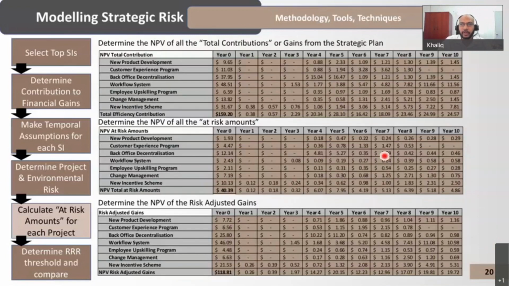And of course, you could determine the net present value of all of these cash flows. You could determine the net present value of the total contributions from your strategic plan. You could determine the net present value of the at-risk amounts. And you could determine the net present value of the risk-adjusted gains. And it's this net present value of risk-adjusted gains that you compare to your threshold to determine whether you're falling below some threshold, so that you may now require some P2 buffer, which we'll see on the next slide.